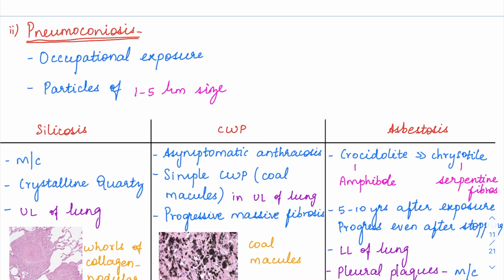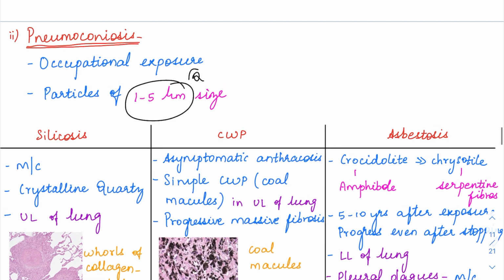Next, we'll see the next type of restrictive lung diseases, which is pneumoconiosis. Pneumoconiosis are usually occupational diseases. Occupational exposure to certain mineral dusts or certain substances is going to cause fibrosis. And these particles are usually of the size of 1 to 5 microns. So, only these size particles can go deep into the bronchus, bronchiole and reach up to the alveoli and cause this fibrosing lung disease. Okay, so this size is very important.